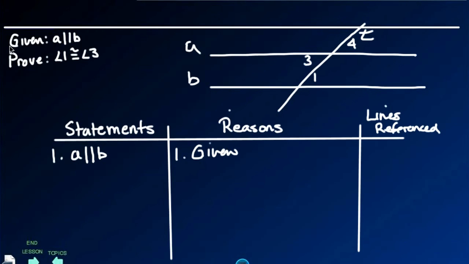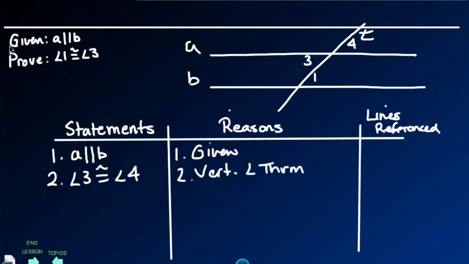So I cannot say that 1 is congruent to 3 because that's what I'm trying to prove. I cannot use that because the reason for that would be alternate interior angle, and that's what we're trying to prove. So looking at the diagram, I know that 3 and 4 are equal because those are vertical. So I'm going to go ahead and write that in here. So I know that angle 3 is congruent to angle 4, and the reason I know that is because those are vertical angles. So that would be the vertical angle theorem, and you can use abbreviations in here if you need to, because again you may be putting a lot of information in there.